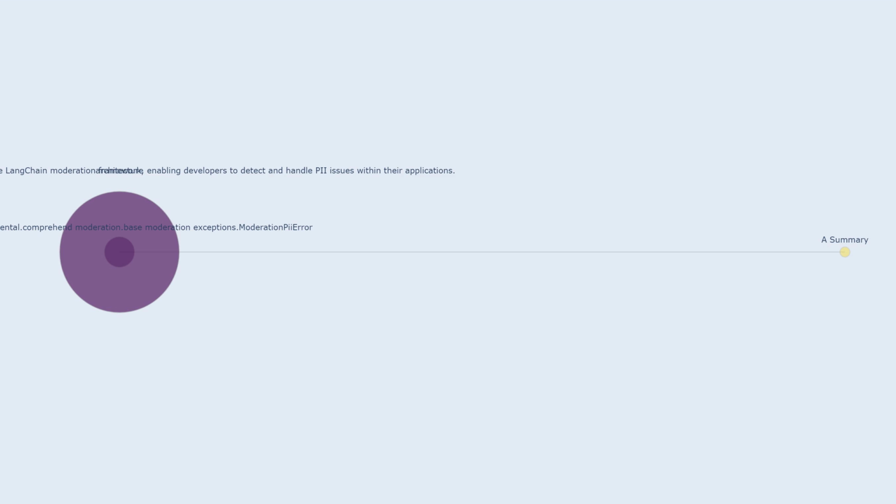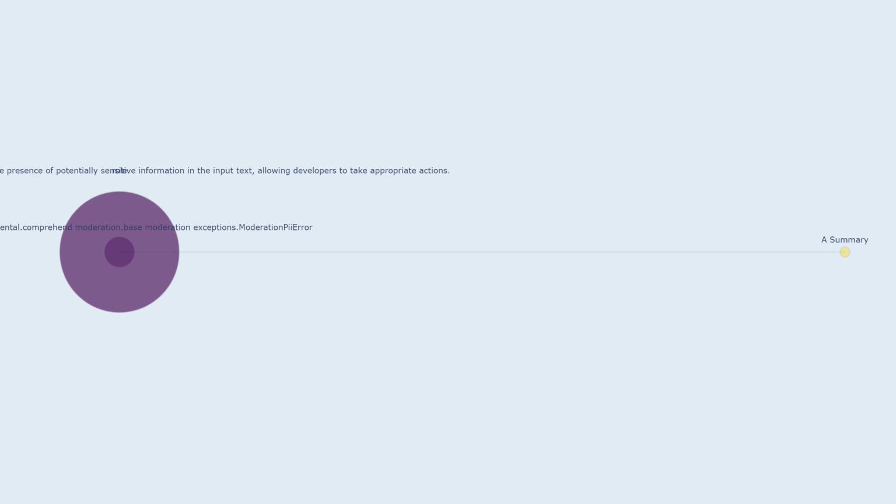The ModerationPiiError exception is integrated into the LangChain moderation framework, enabling developers to detect and handle PII issues within their applications. LangChain is a popular framework for building and deploying language models, and the ModerationPiiError exception is a crucial component of its moderation capabilities. This integration allows developers to leverage the power of LangChain's moderation features while simultaneously ensuring responsible handling of potentially sensitive information.